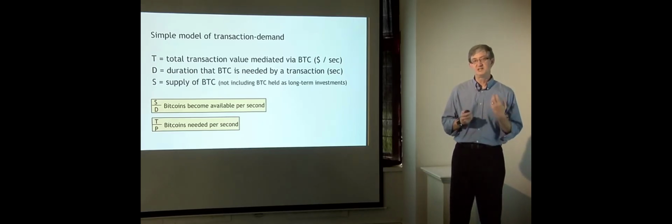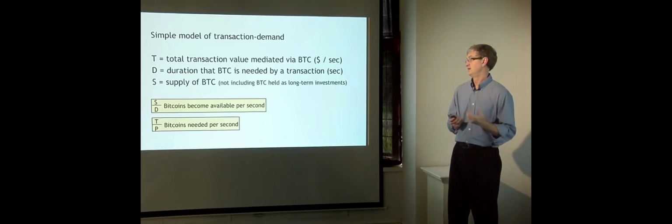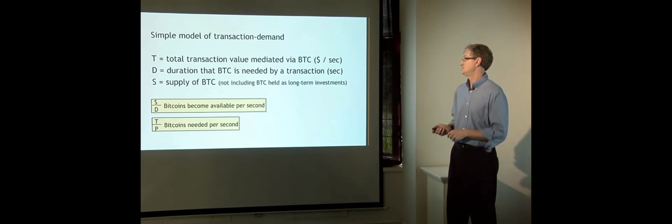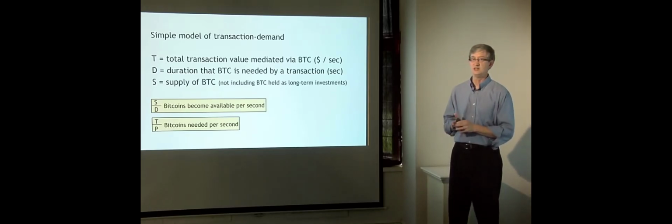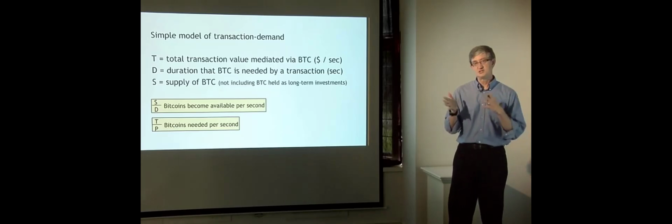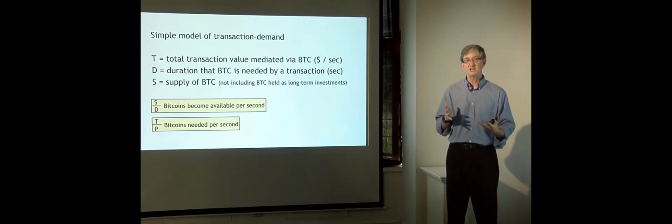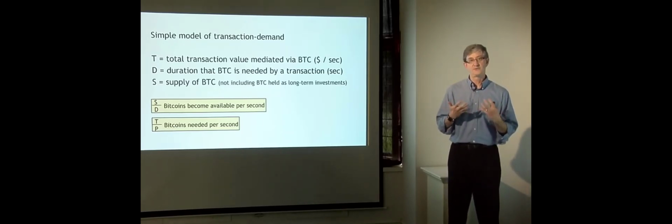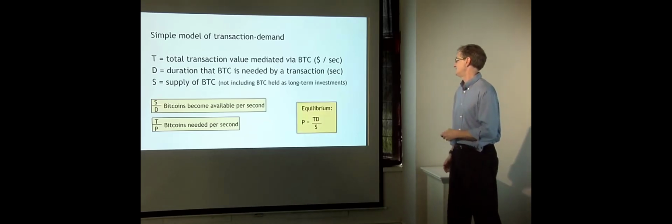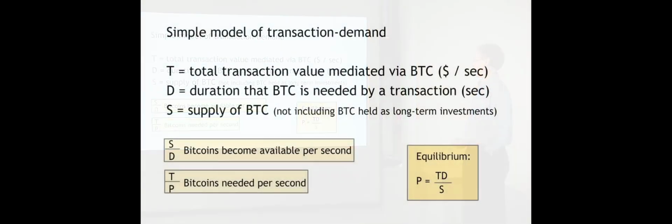And so the equilibrium condition, the point where you'll end up in this market, is where this supply, S/D, is equal to the demand, T/P. And so if you set those two expressions equal to each other, and then you solve for P, the price, what you get is this, that in equilibrium, the price should be equal to T times D divided by S. All right, so what does this mean?